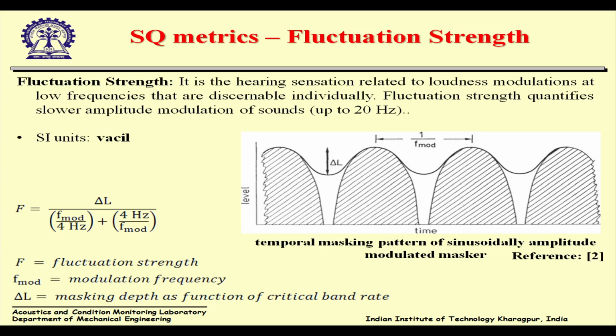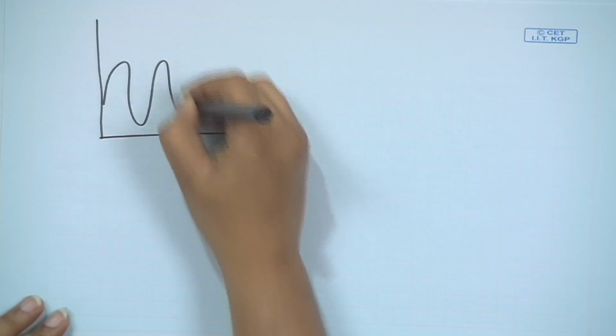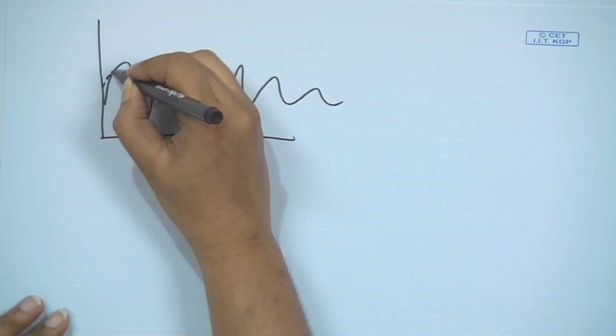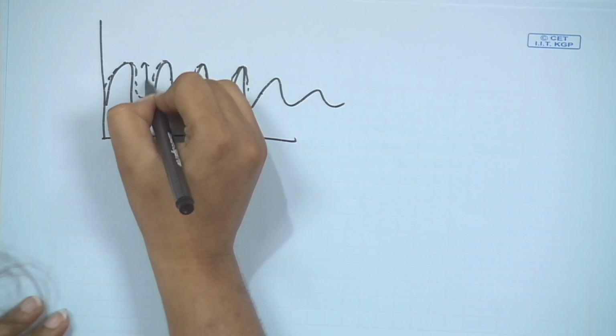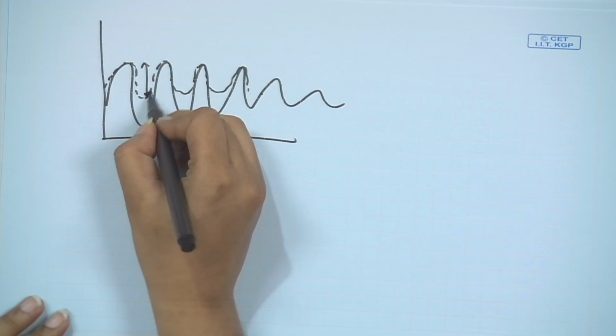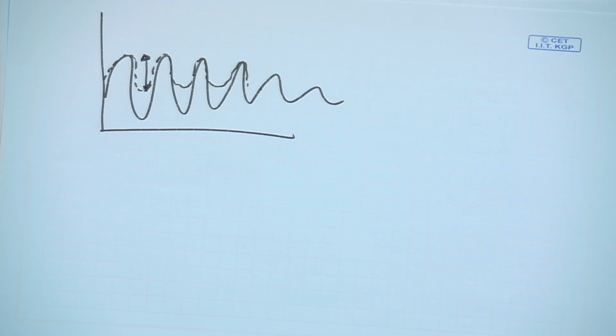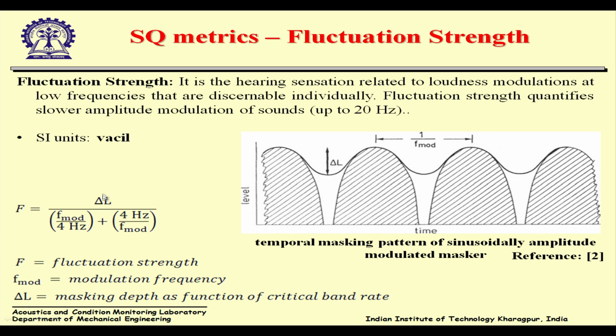So when we have a modulated sound, we first calculate the loudness level of the sound. Suppose this is the loudness curve of the sound. Then we calculate the masking curve, and this gives us the masking depth. And this formula is used to find out the fluctuation strength. The reference taken is 4 Hz, but it is for how the amplitude of the sound is modulated at below the frequencies of 20 Hz.